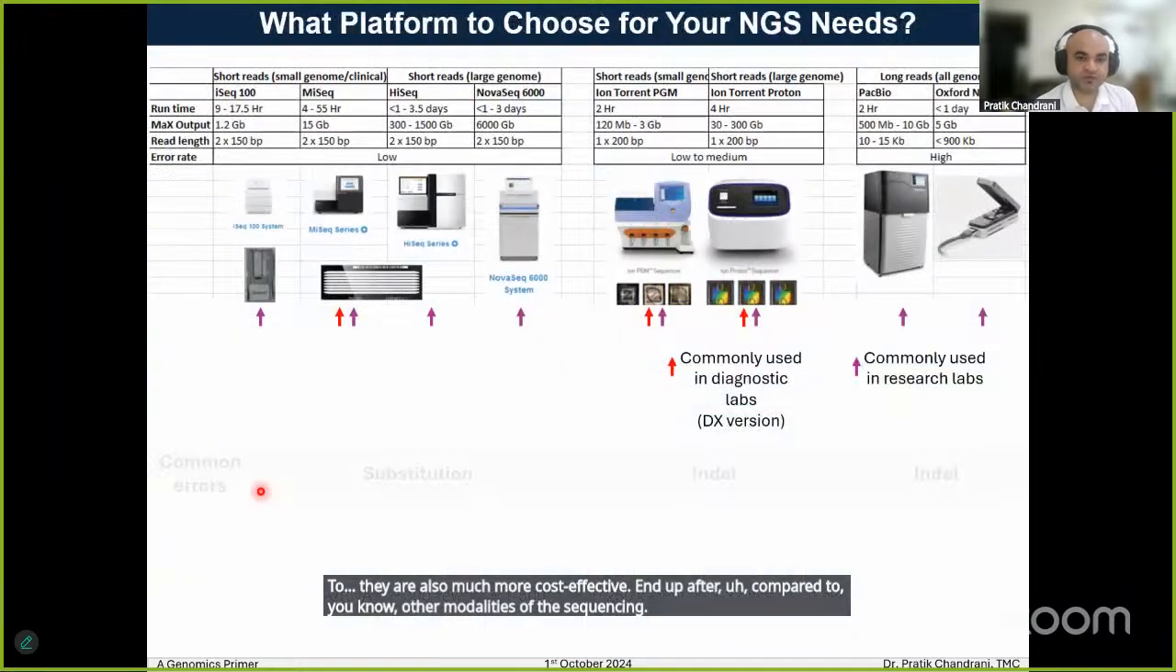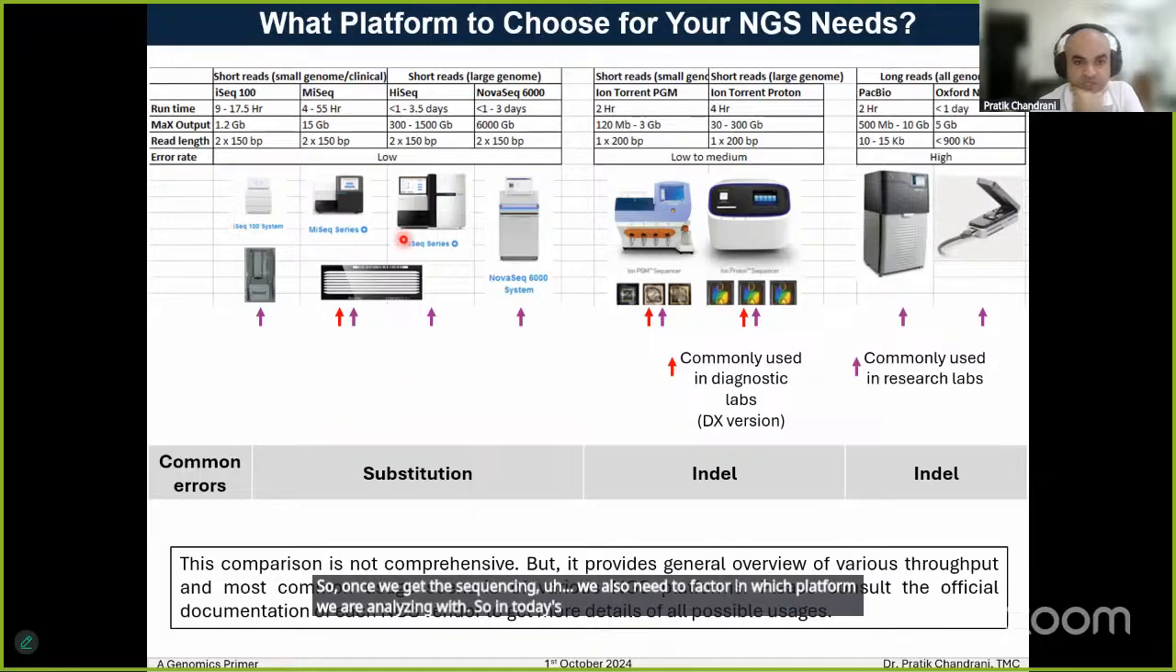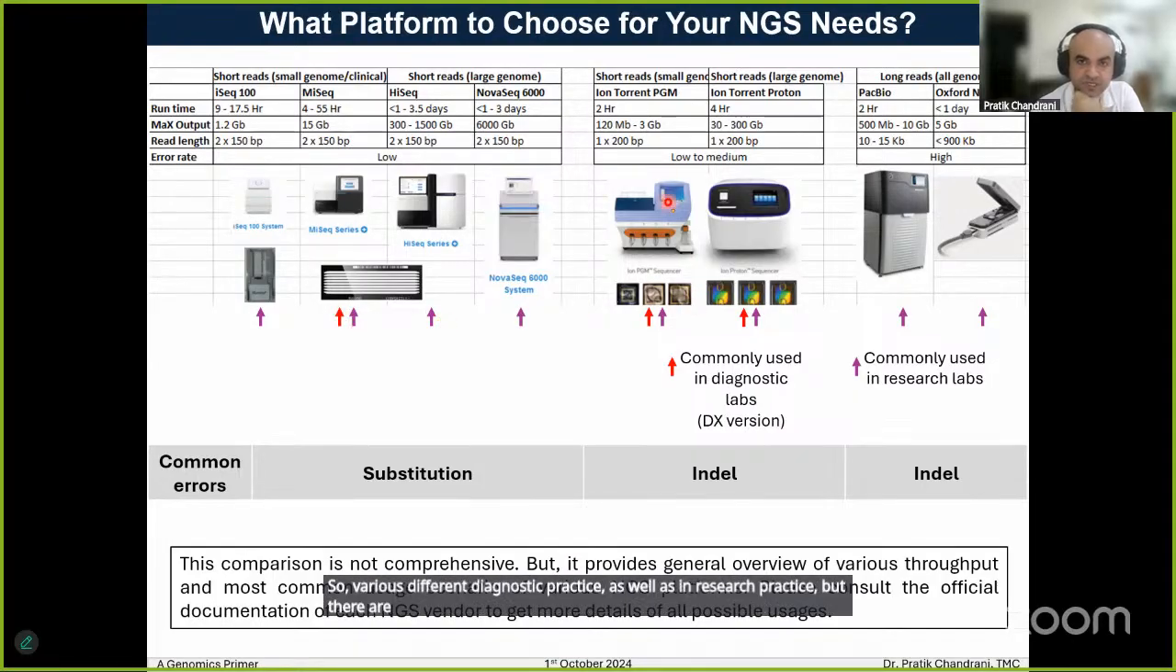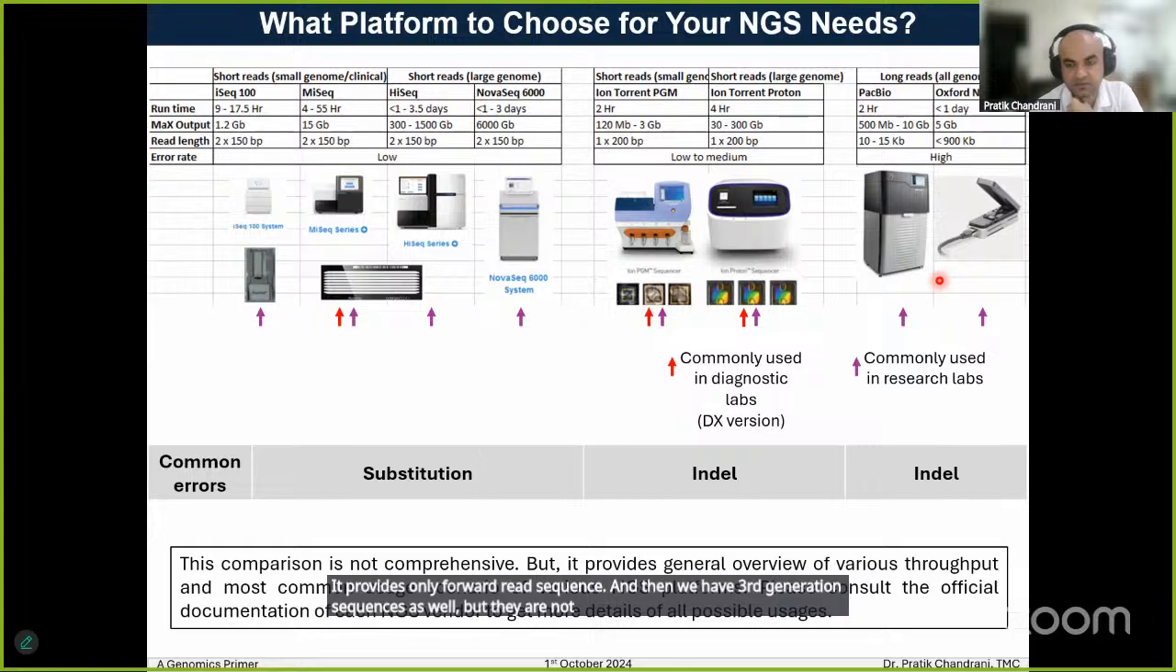Once we get the sequencing, we also need to factor in which platform we are analyzing with. In today's talk, we'll be focusing mainly on the Illumina-based platform, which is most commonly present in various diagnostic practice as well as in research practice. But there are some other platforms as well, like Ion Torrent, which does not do paired sequencing. It provides only forward read sequence. And then we have third generation sequencers as well, but they are not yet in clinical practice and are mostly suitable for research practice only.